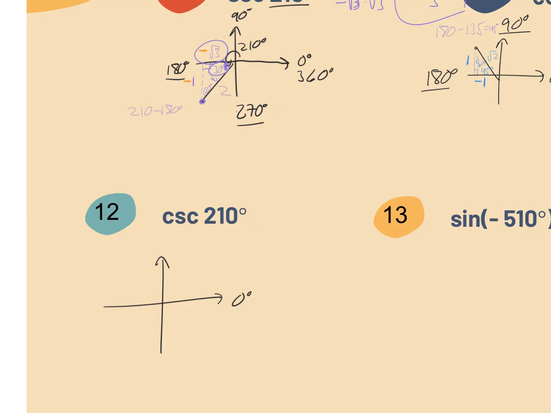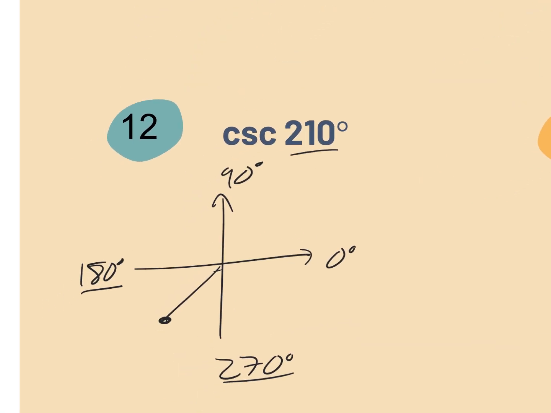So I have 0, 90, 180, 270. I can stop right there because I know that 210 is going to be between 180 and 270. So I'm going to draw an angle right there. Now, the reference angle, the distance from this segment to the x-axis, is going to be 210 minus 180. In the third quadrant, it's going to be the angle minus 180, and that's going to get you 30.